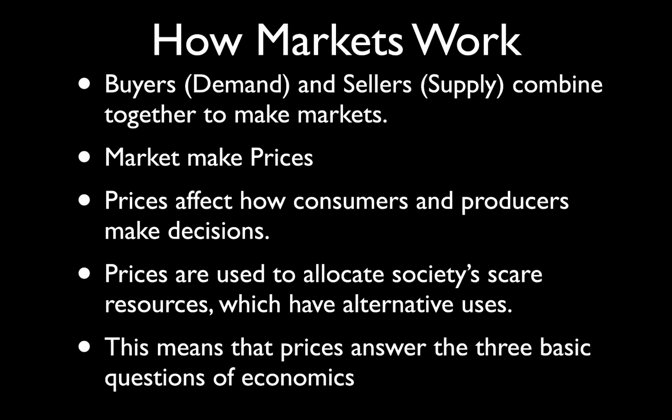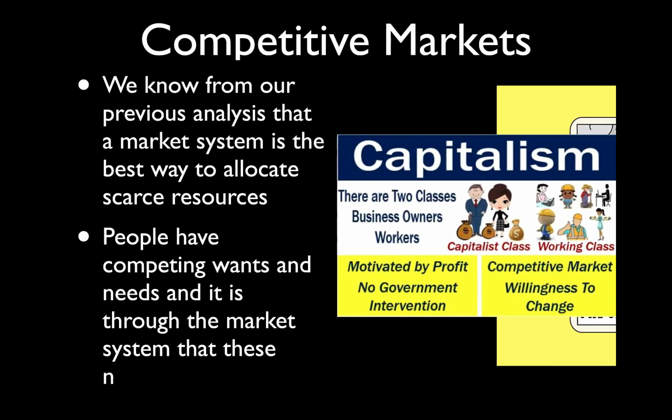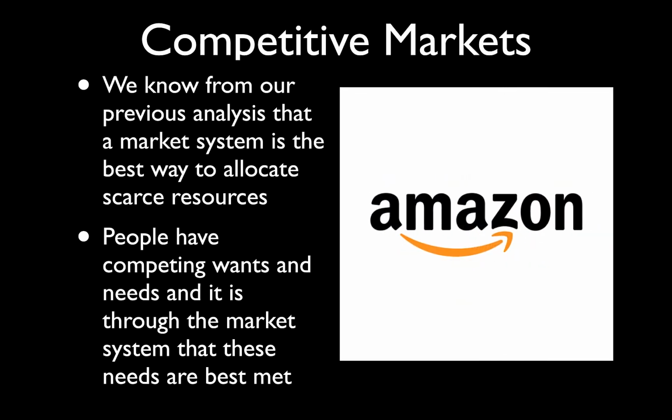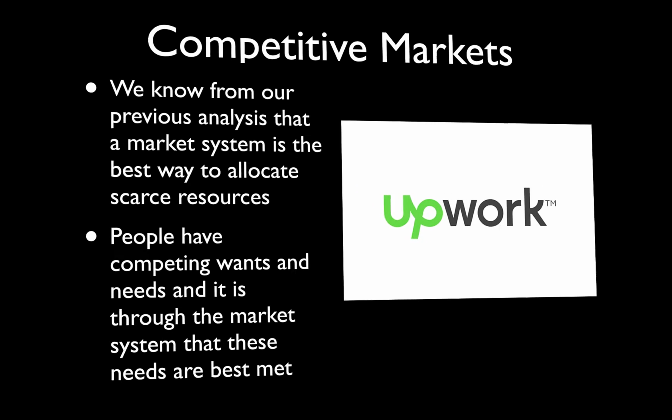If I'm not happy with the price that I have to pay as a consumer, I don't buy it. So it's in that way that the prices help make the decisions for consumers and producers. Now, I'm just going to go quickly through this, so that people have competing wants and needs, and it's through the market system that these needs are best met, and I do believe that. And don't forget, we've got product markets and we've also got factor markets.